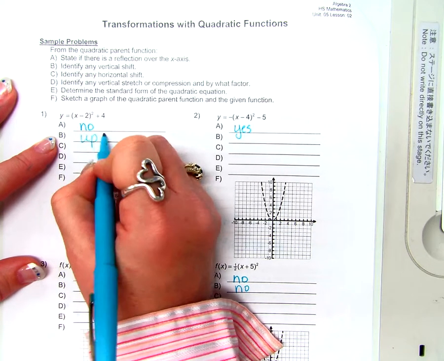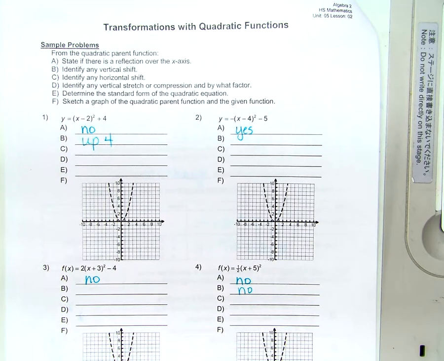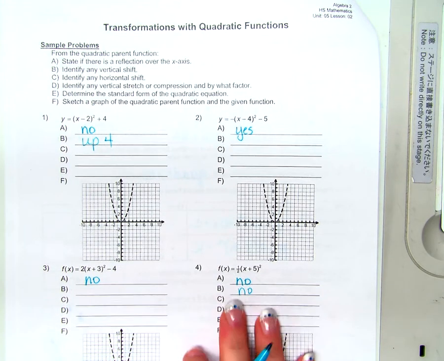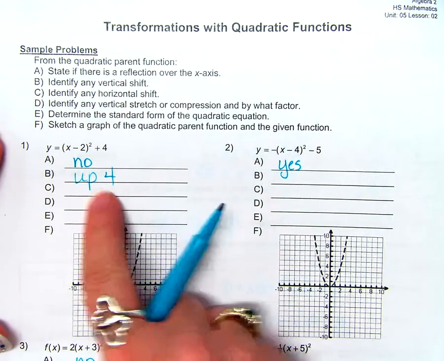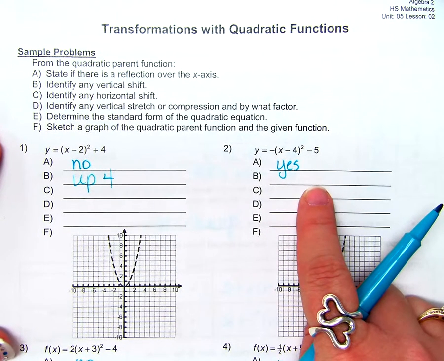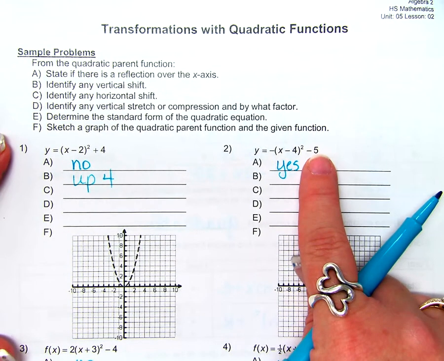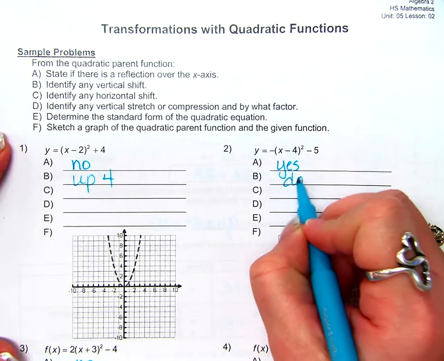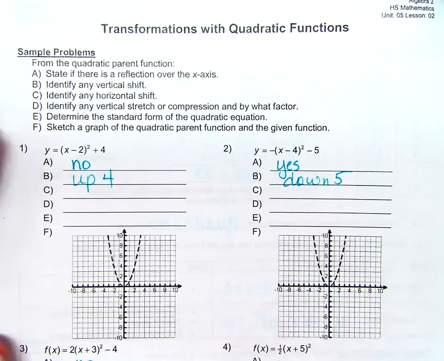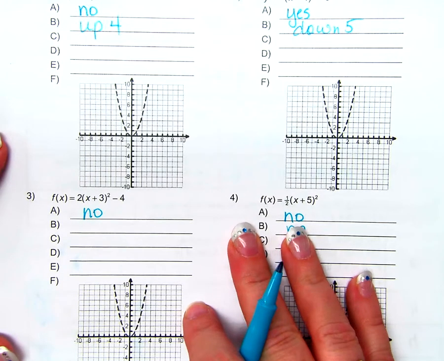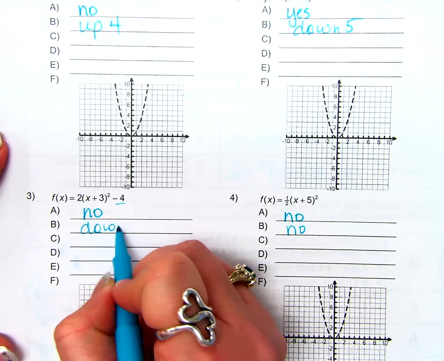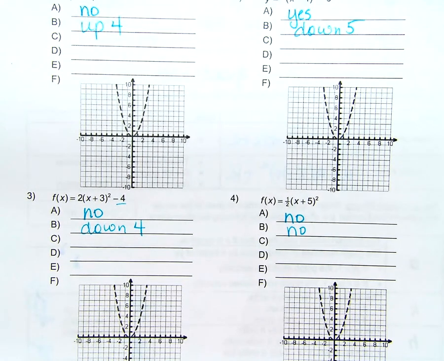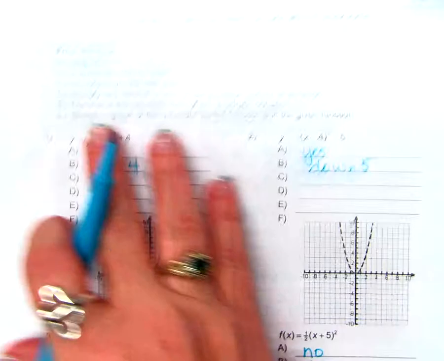Up 4. Can you not see it very well? Let me zoom out a little bit. Is that better? Okay. Does 2 have a vertical shift? Where? Down 5. Does 3 have a vertical shift? Down 4. Oh, shoot, I was looking at 4. Okay. The next thing is C.